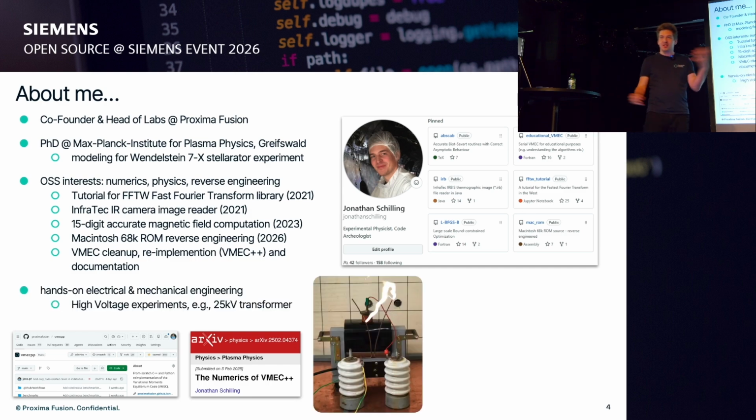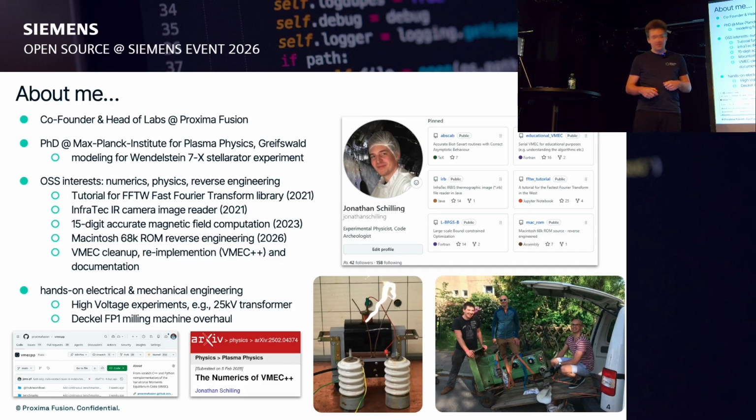And I also like a little bit of hands-on engineering, so I did some high voltage experiments in my younger times. For example, he built a 25 kilovolt high voltage transformer that can make some arcs, and also some machine tools reconditioning. So this is an old milling machine which I acquired during COVID and then overhauled.